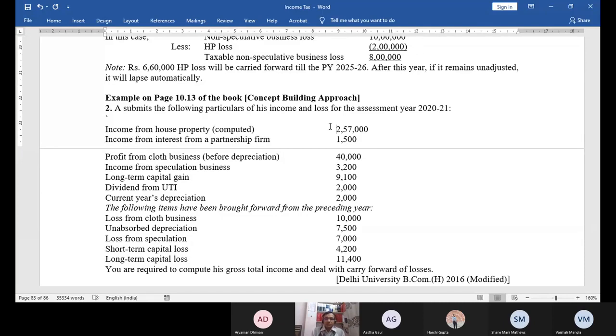The following items have been brought forward from the preceding year. Loss from closed business 10,000. Unabsorbed depreciation 7,500. Loss from speculation 7,000. Short term capital loss 4,200. Long term loss 11,400. You are required to compute his gross total income and deal with carry forward of loss.